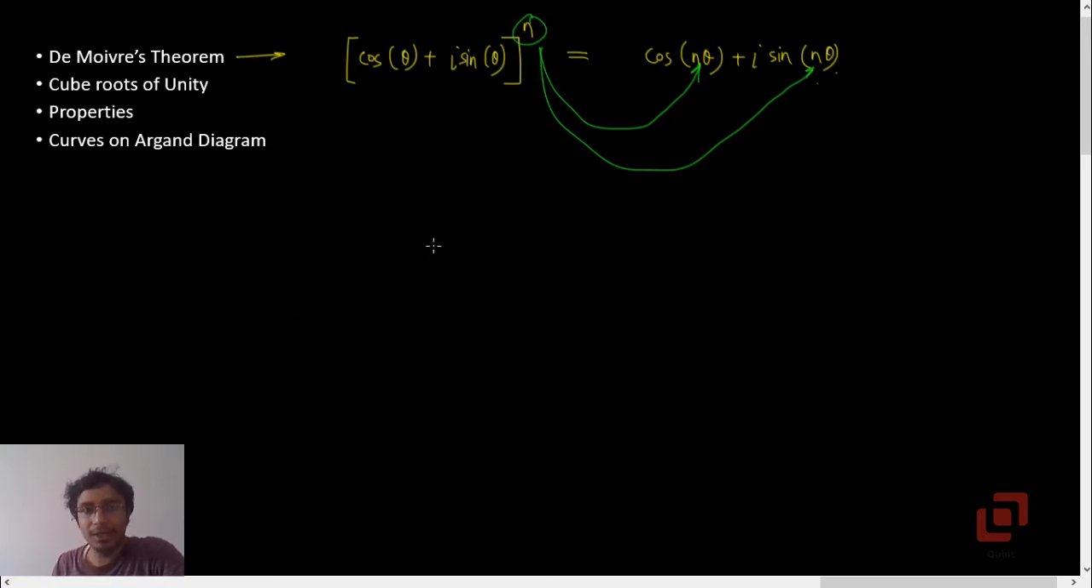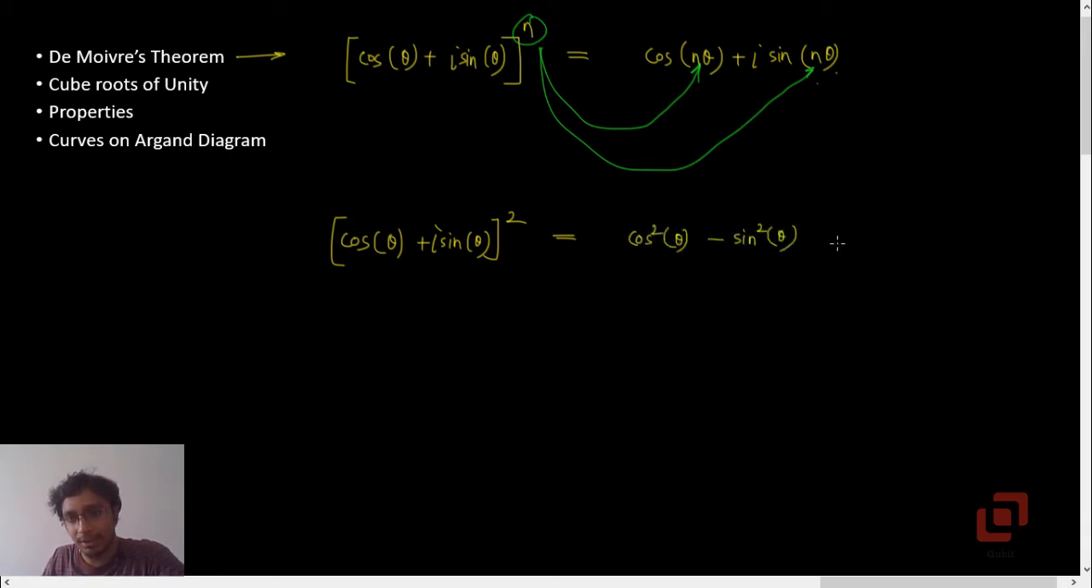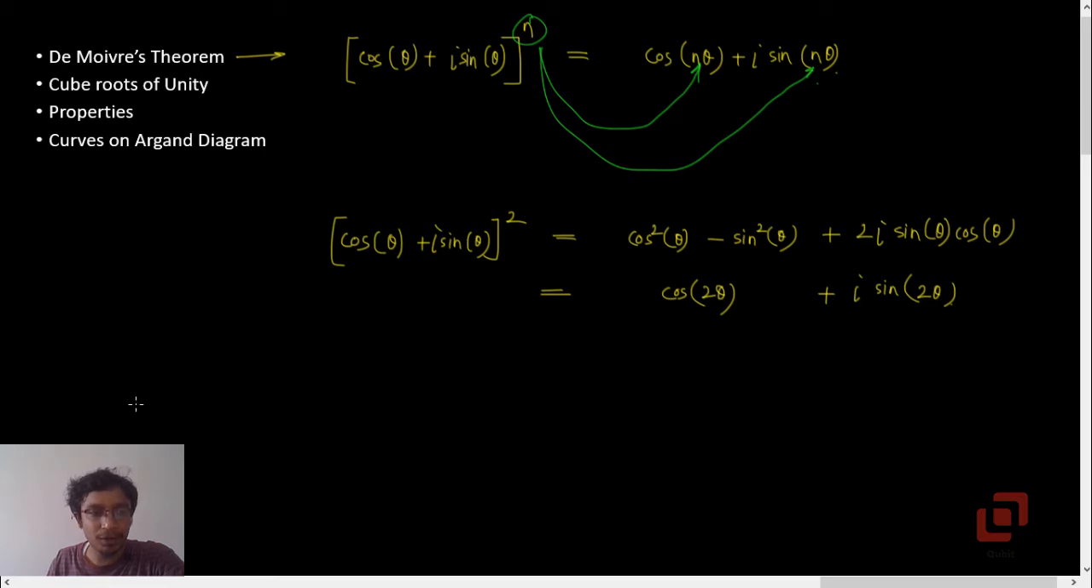Okay, let's quickly derive cos 2 theta and sin 2 theta double angle formulas. So let's say cos theta plus i sin theta raised to 2. A squared plus B squared plus 2AB. And according to De Moivre's theorem, this is equal to cos 2 theta plus i into sin 2 theta. Okay, so now you have got the formulas.